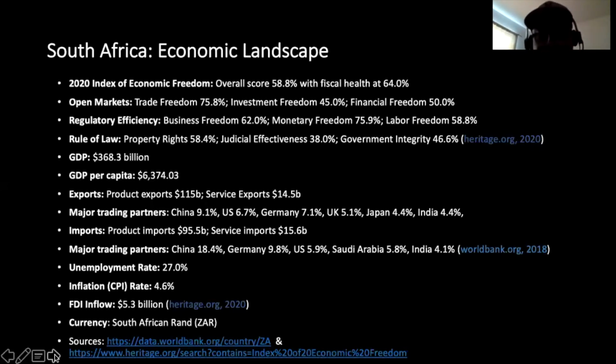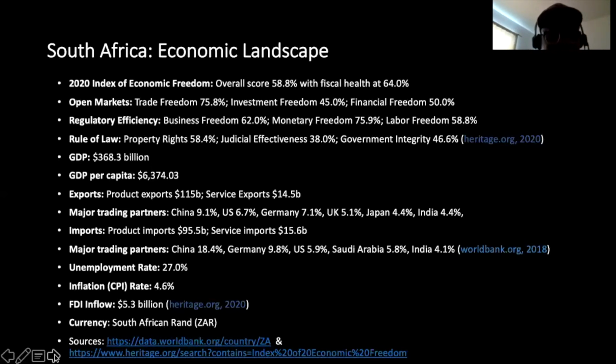The major trading partners are China, and you can see that the trend is just like India. China also features as one of the major trading partners. And then you may ask why. China is seen as an emerging economy, and almost everybody wants to do business with China. Germany comes second, UK comes third, Japan comes fourth, India comes fourth, in that order.